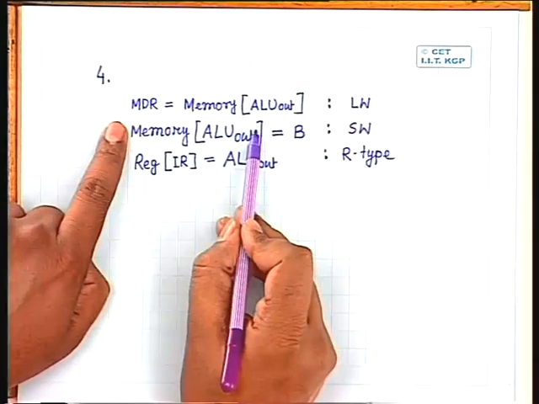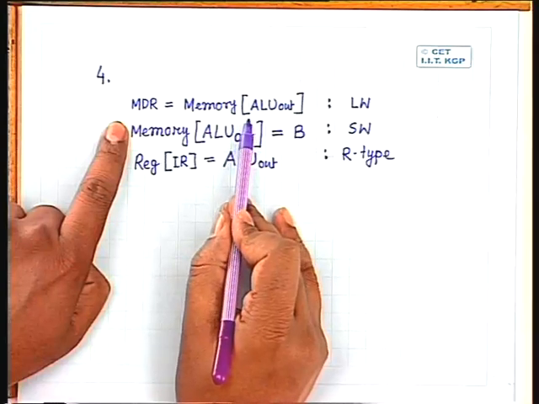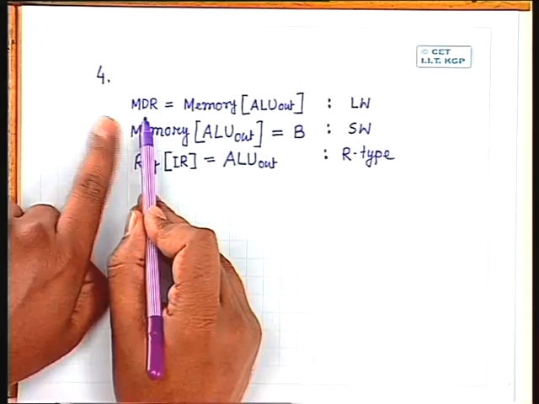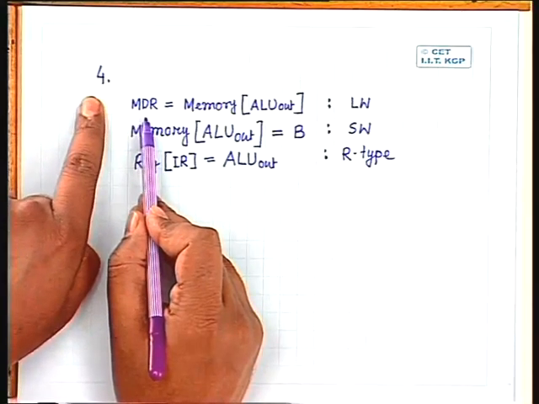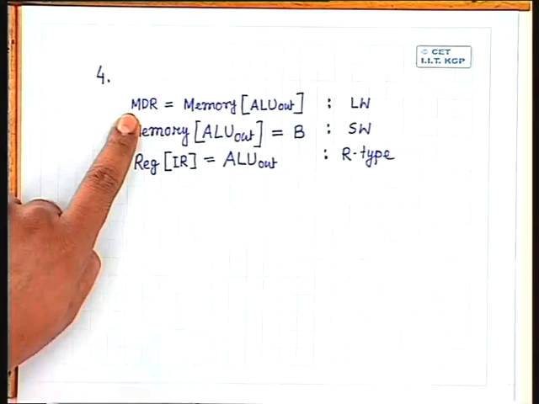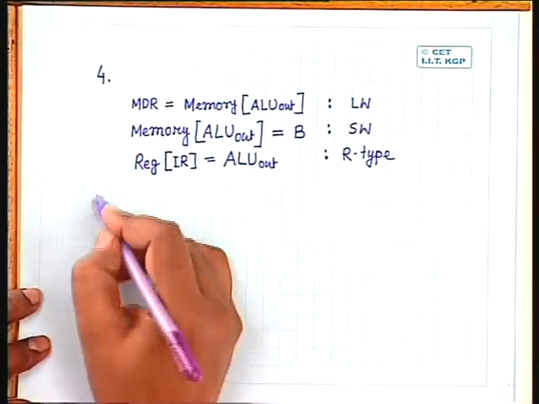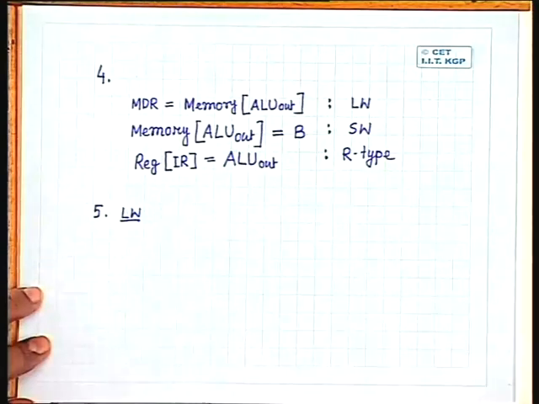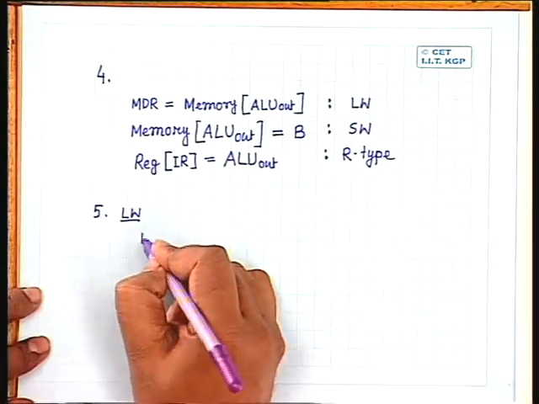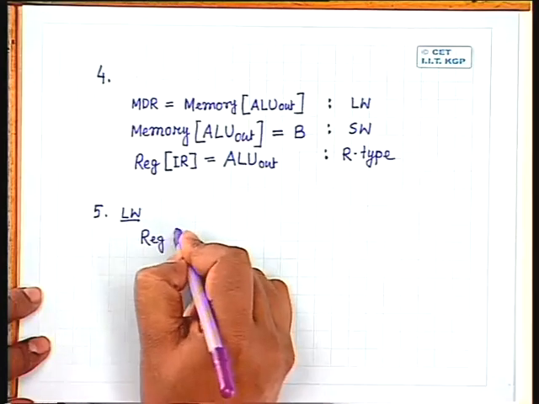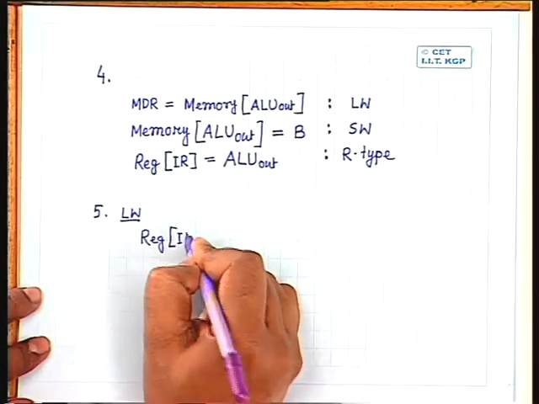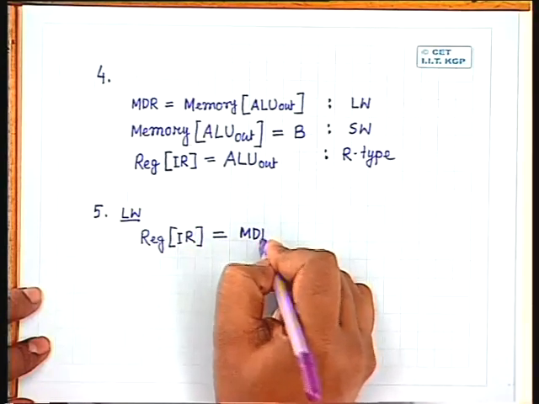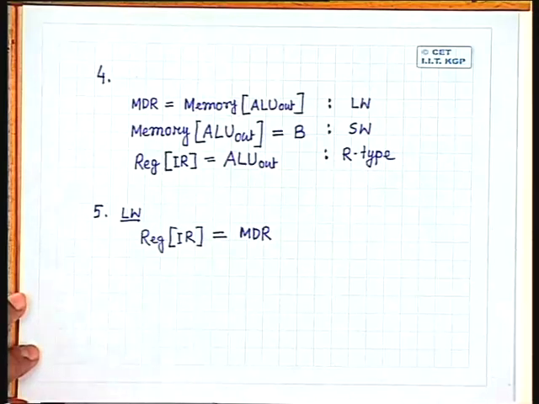But if it is a load word instruction, it is not yet complete, because only the data from the memory has been loaded into MDR, the memory data register, at the end of step 4. Okay, but finally this data has to go to the destination register. That means for a load word instruction, during clock period 5, the write register, the address of which comes from the instruction register, will get the value from the memory data register, or MDR. Okay.